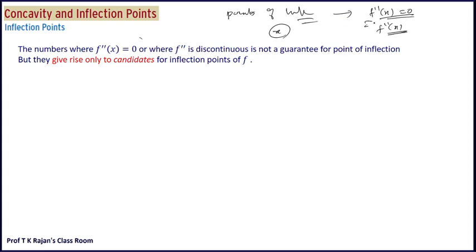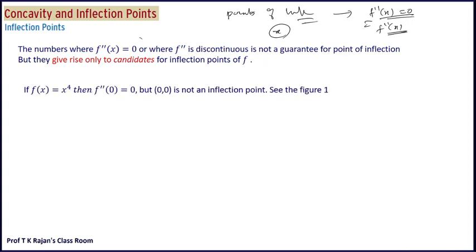Need not be. That is, this result is telling us that the numbers where f double dash x equals 0 or f double dash is discontinuous are not a guarantee for a point of inflection. It only gives candidates for inflection points, or they are likely to be points of inflection.